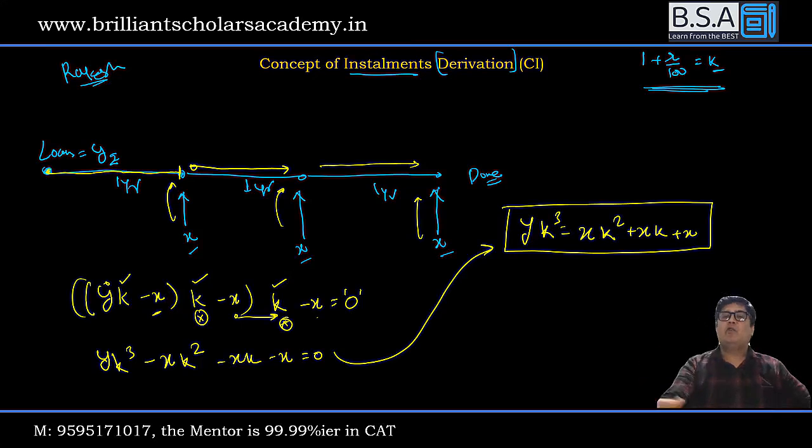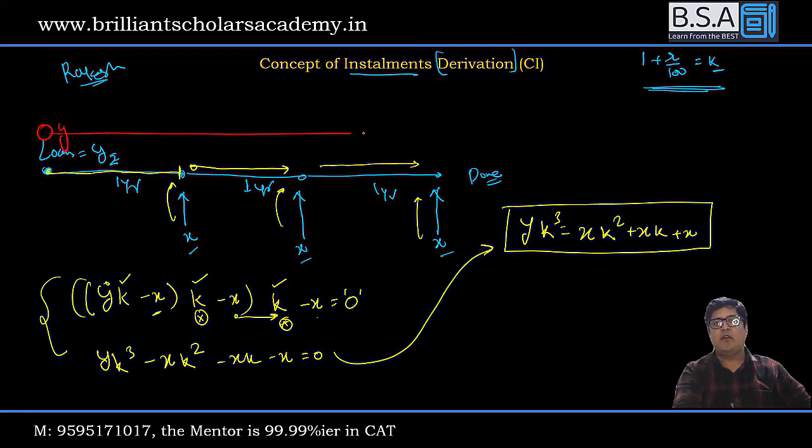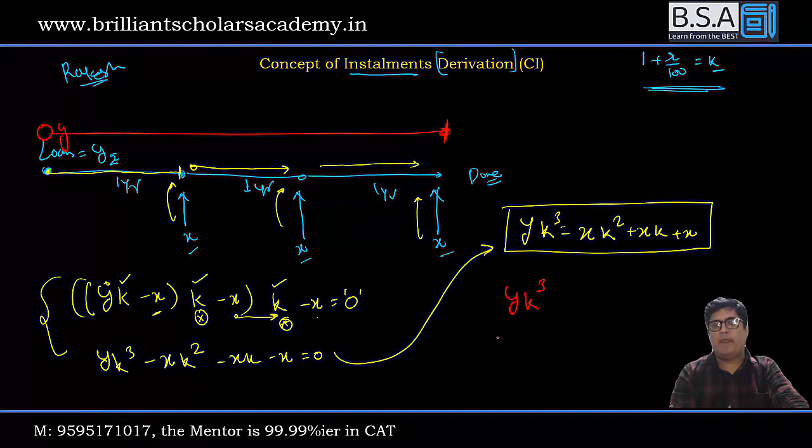So I want you to visualize this in another way. You don't have to go through these steps, that is pretty useless. What you visualize here is this Y rupees, from here to here, has been in a manner active for 3 years. So what should be the value at the end of 3rd year? The value at the end of 3rd year should be Y into K cube.